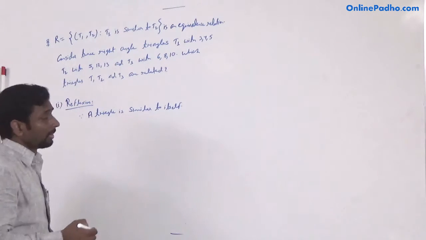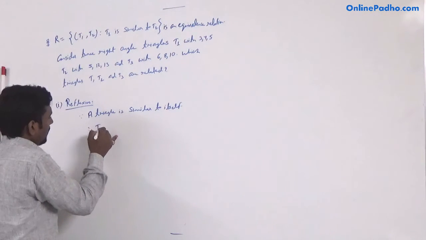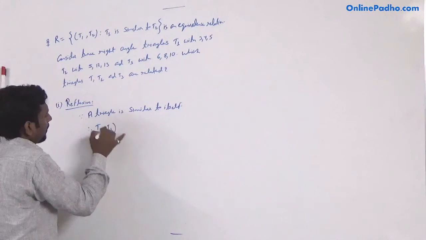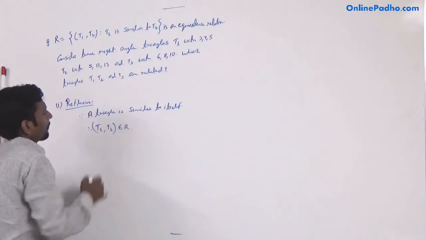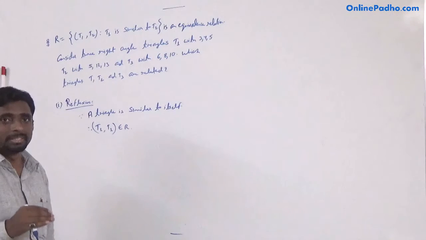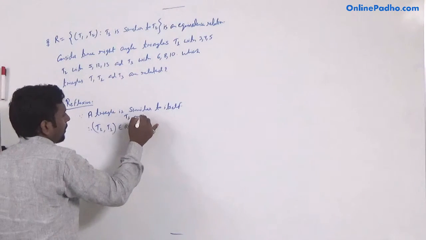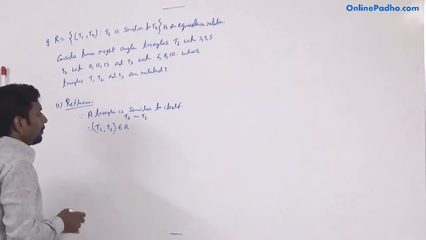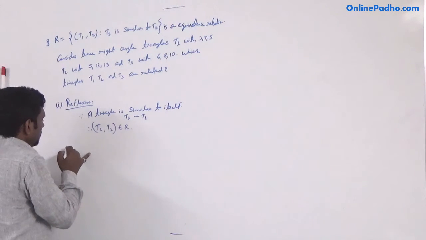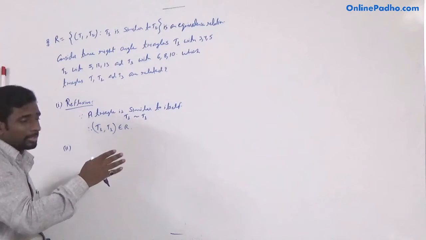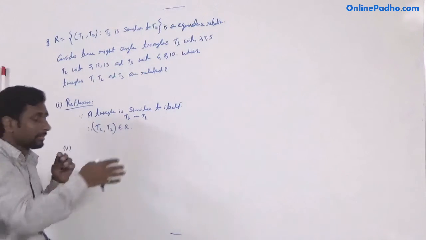A triangle is similar to itself. So therefore we can say that T1 belongs to the relation. First triangle T1 is similar to the same triangle. You can say that T1 is similar to T1. So T1 belongs to R. So it is a reflexive relation. You must write the statement here. So this is a reflexive relation.